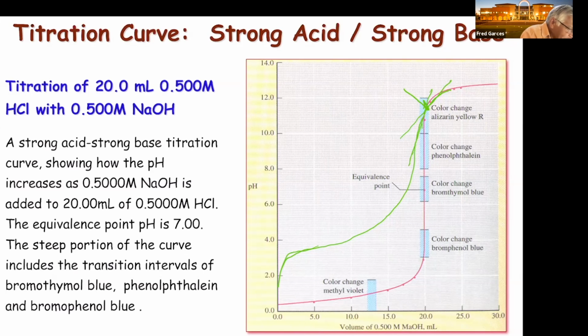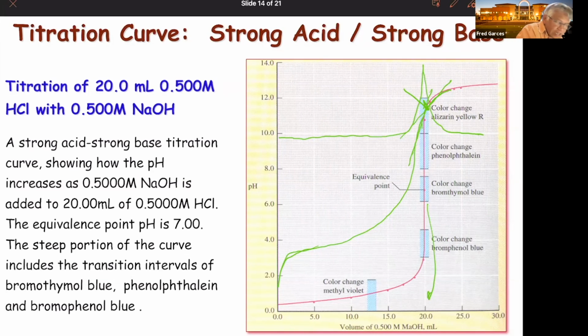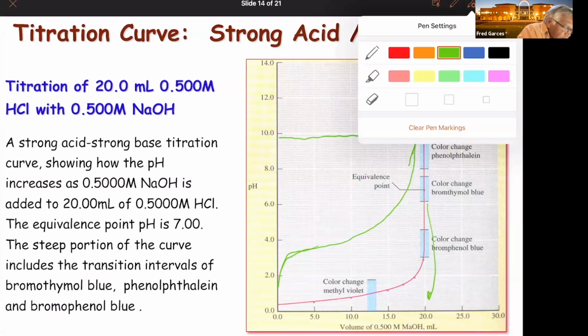The first derivative will look like this. It goes up when the slope is increasing, and then it goes down when the slope decreases. That would be the first derivative. And the function of the derivative curve is to figure out what is your equivalent volume. And then if you take the second derivative, it'll look like this.